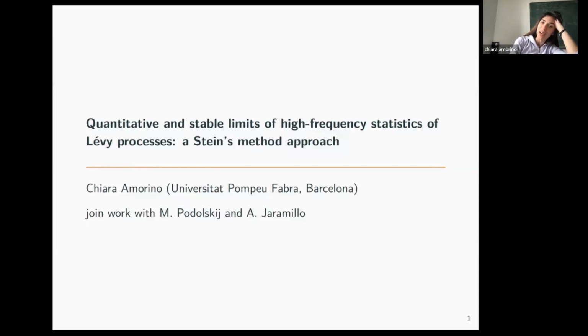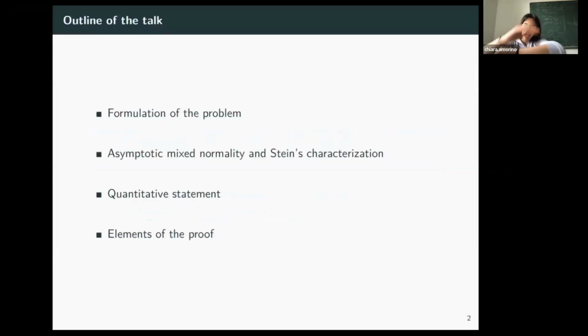And today I'm going to talk about this work with Mark Podolsky and Arturo Garamillo. We are going to talk about how to use Stein's method to prove stable convergence. So what is that about in particular?